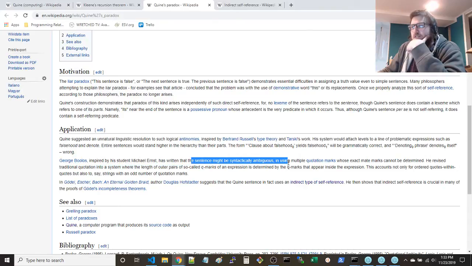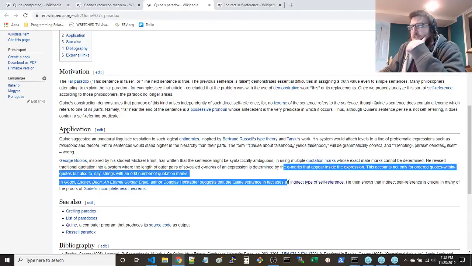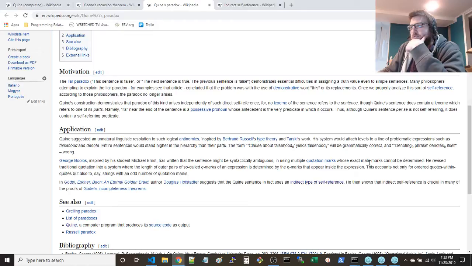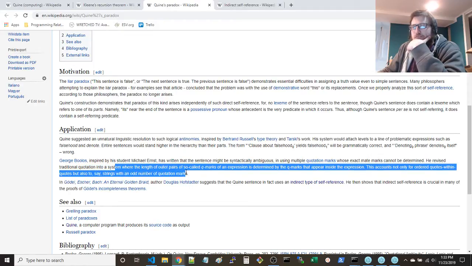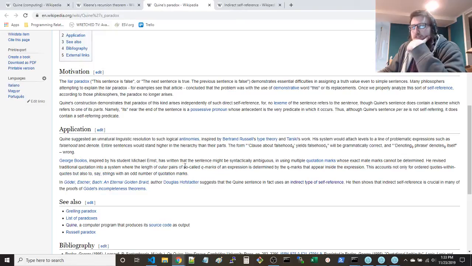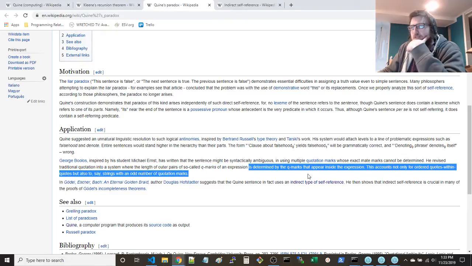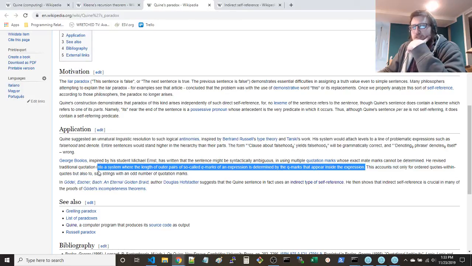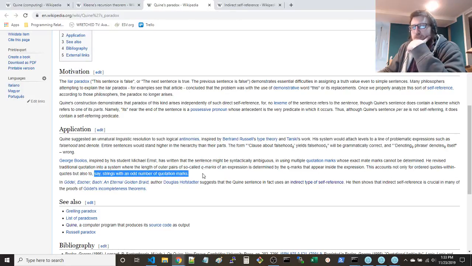Sentence might be syntactically ambiguous using multiple quotation marks. Its exact mate marks cannot be determined. Revise traditional quotation into a system. The length of the outer pairs of so-called Q marks expressions determine the Q marks appear inside the expression. Not only for ordered quotes within quotes, but also to say strings with an odd number of quotation marks.